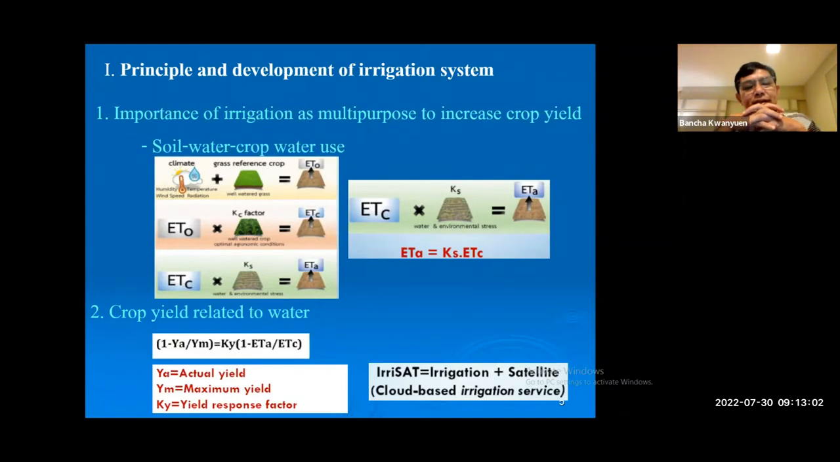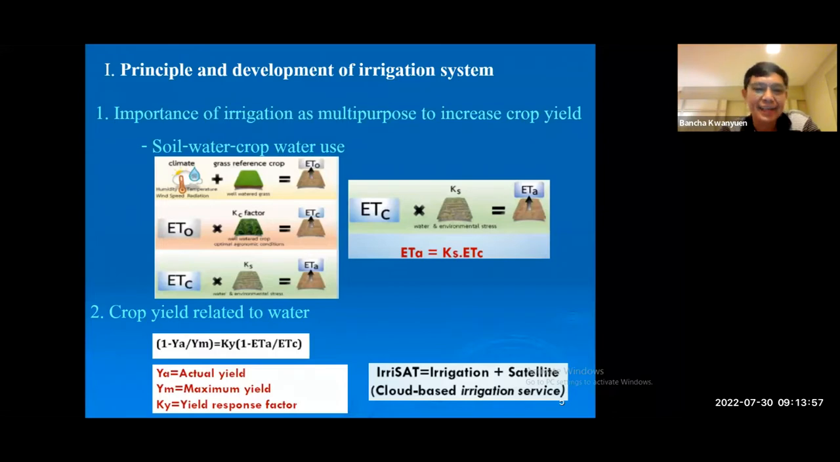First of all, we have the topic on the principle on development of irrigation system. We talk about the importance of irrigation at multi-purpose, and of course we have to increase the crop yield. Dr. Baru discussed about the climate that is important. There's a base for water use, and then the crop itself. So if the water is sufficient, the crop will use water up to the optimum level, or what we can call potential water use, but it depends on the type of crop, the age of the crop, and the climatic condition, many things. And hopefully that will come up with a good yield.